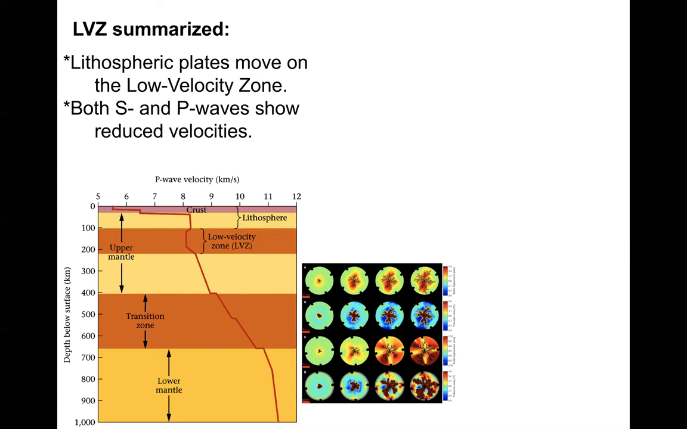Both S waves and P waves do travel through the low velocity zone, so we know that it must be largely solid. The upper mantle is mostly solid, and we can explain the reduced velocity by having only 1% of the material be molten in the low velocity zone.